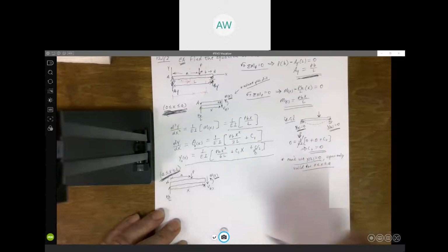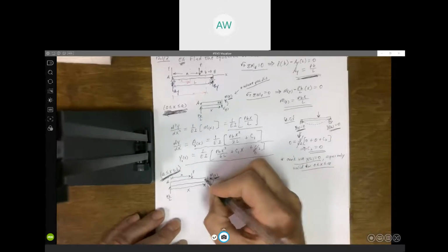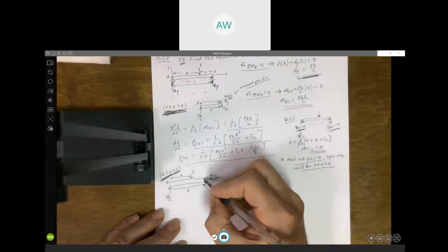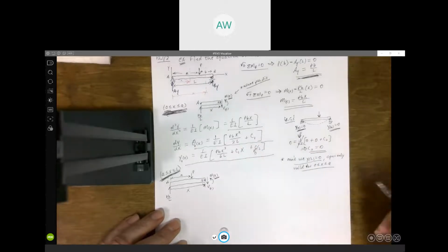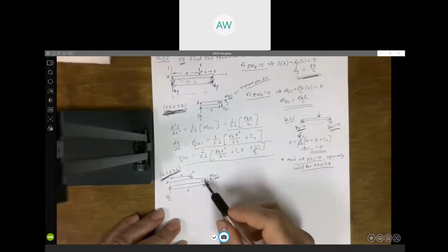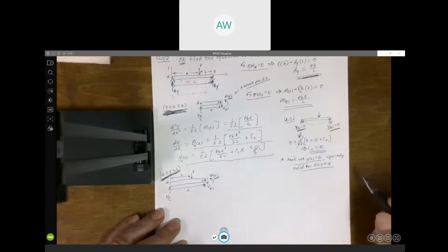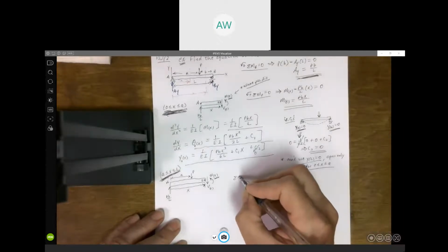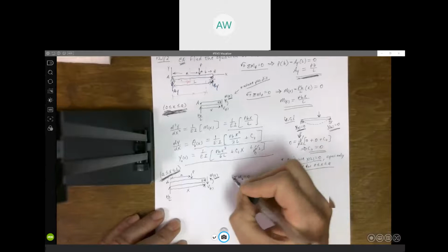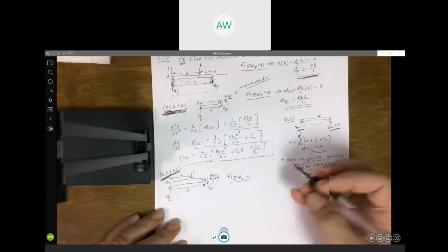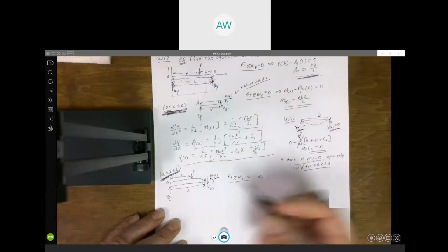So like we did up there, we're going to sum the moments about this point where we cut it. And we got a P in here already, so maybe we'll call this D, something different, so I don't have two P's in here. So sum the moments about that point where you cut it, and solve for that moment acting on that cross section. So if we sum the moments about that point D, set it equal to 0, what we're going to get is my moment.